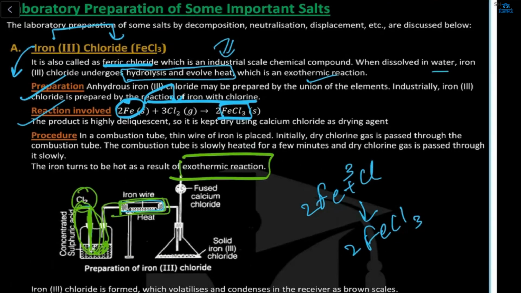So what is happening again from the start? What is iron chloride? It's FeCl3, also known as ferric chloride. When this ferric chloride is dissolved in water, it will undergo hydrolysis and evolve heat. So this whole reaction is known as an exothermic reaction.